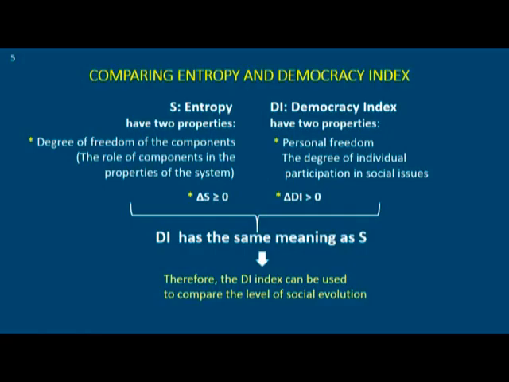The DI, democracy index, has two characteristics similar to entropy. First, it indicates the degree of freedom of the individual in society, and second, it indicates the trend of social evolution, always increasing, that is, delta DI is greater than or equal to 0. Therefore, DI is seen as a function of social entropy and can be used to compare the evolutionary levels of countries.